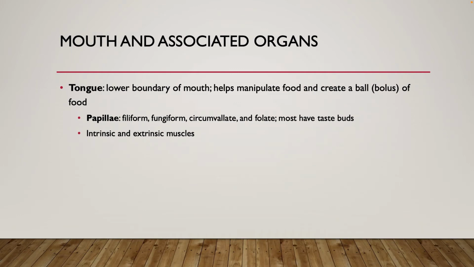All of them except filiform, this first one that we have here, contain taste buds. Fungiform, circumvallate, and foliate all contain taste buds except for our filiform. Okay, so we'll take a look at that.